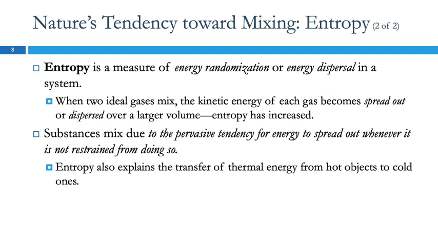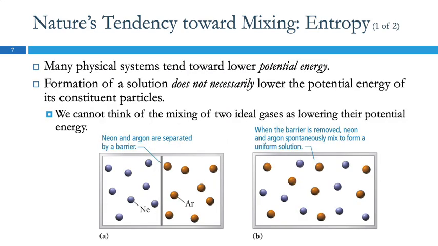So entropy is a measure of the energy randomization or the energy dispersal in a system. As in that last example, when two ideal gases mix, the kinetic energy of each gas gets spread out over a larger volume. So before, the neon was confined to this volume, and so its energy was confined to that volume. When we allow them to mix, now the neon has spread out, and the energy is dispersed over a larger volume. So that's an increase in entropy.